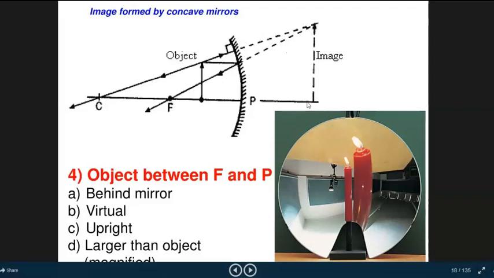So in this case, the image will be formed magnified, larger than that of the object. Image is erect and image is virtual.